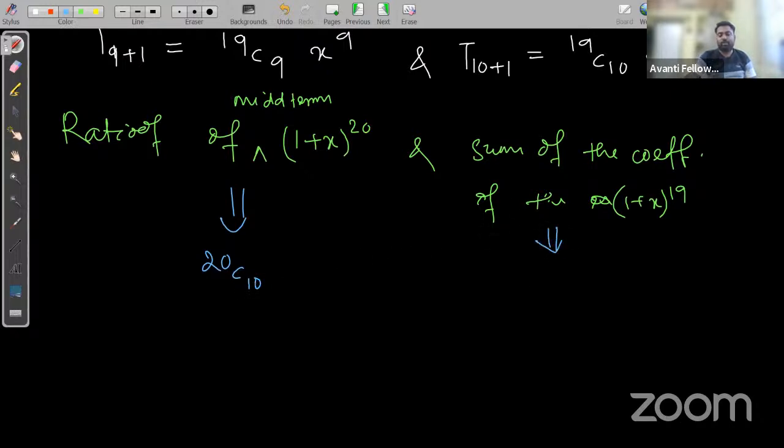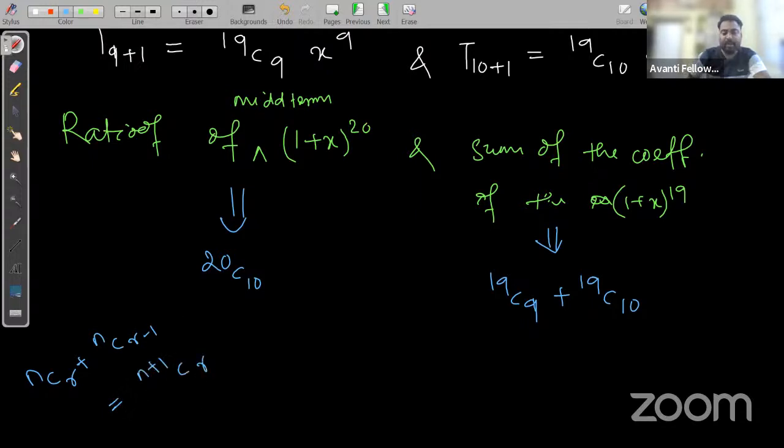and for the second, the sum will be 19C9 plus 19C10. So now, can you tell me, when you have nCr plus nCr minus 1, one formula is there: nCr plus nCr minus 1 will be n plus 1 Cr, right? So this will be 19 plus 1 C r, that is r is 10. So this will be 20C10.